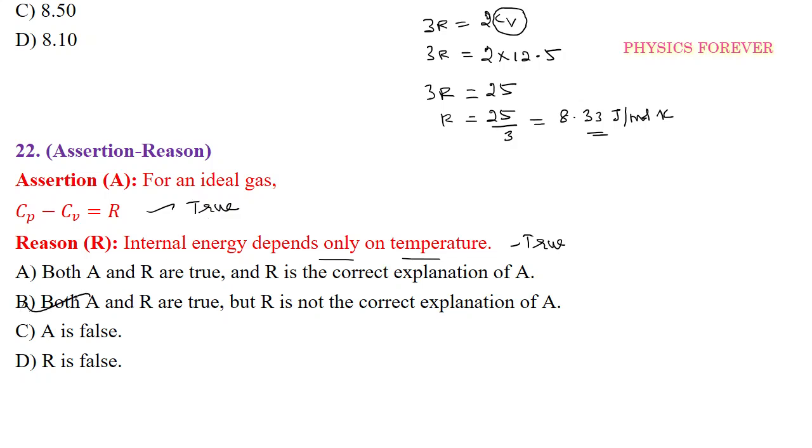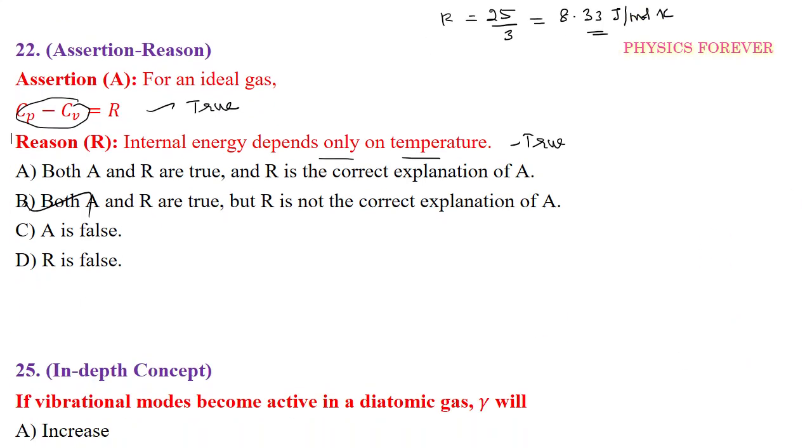So option B is correct, because for Cp minus Cv, there should be a difference. That is the important thing. The difference between the Cp and the Cv arises at constant pressure, and part of the supplied heat is used to do the external work during the expansion. So both the statements are correct, but the reason is not the correct explanation of A. So option B is correct. But some of the students choose option A because both the statements are correct.